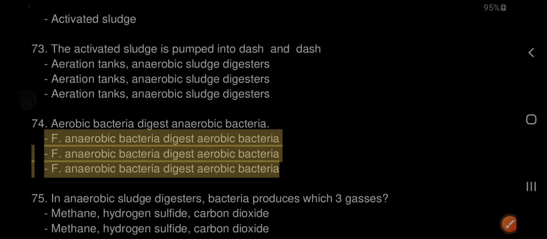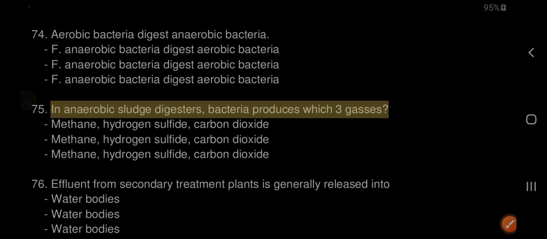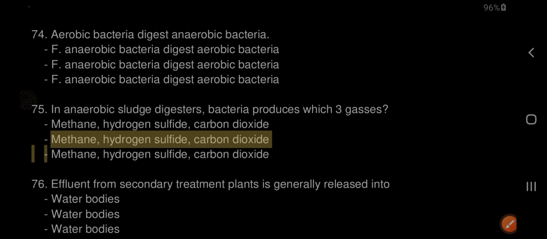75. In anaerobic sludge digesters, bacteria produce which three gases? Methane, hydrogen sulfide, carbon dioxide.